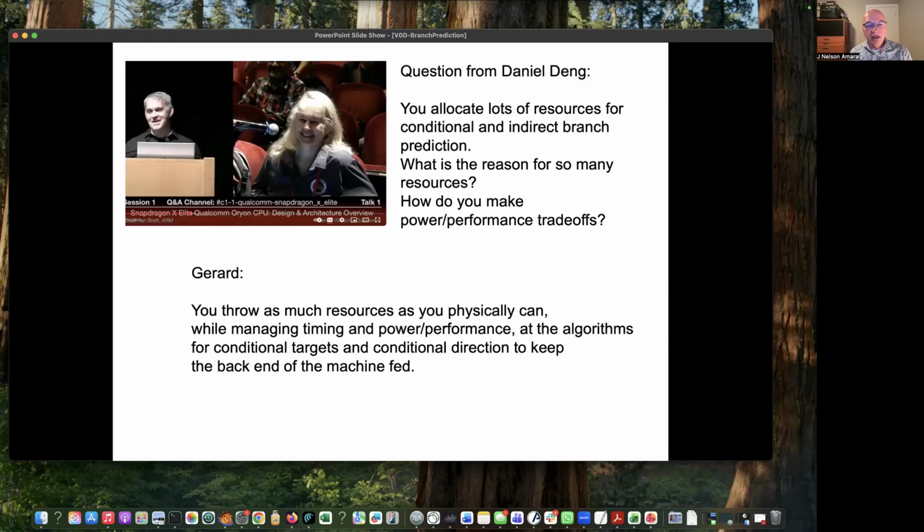Gerard, the answer is that you should throw as much resources as you physically can while managing time and power performance at the algorithms for conditional targets and conditional directions to keep the back end of the machine fed. If you don't do this, you are wasting the hardware that you have dedicated to the backend resources. So he's making a claim that in the process of designing a processor, you should really invest lots of time and lots of resources in the branch prediction.